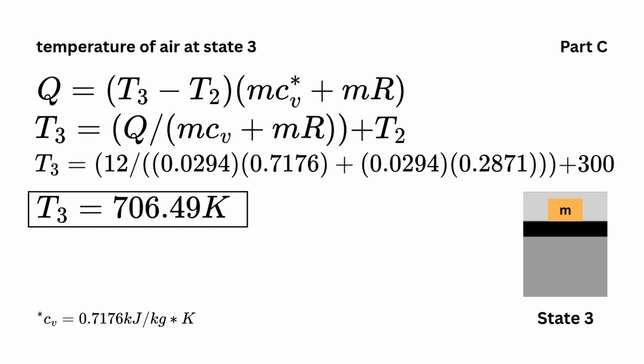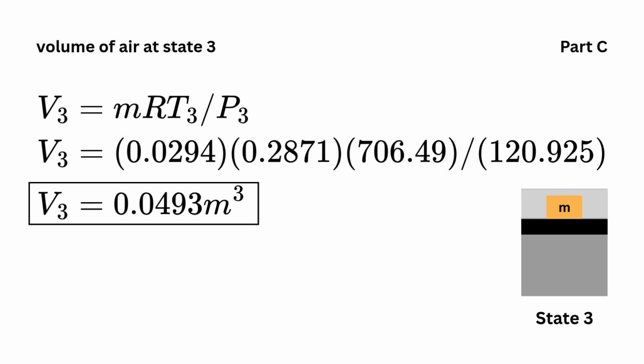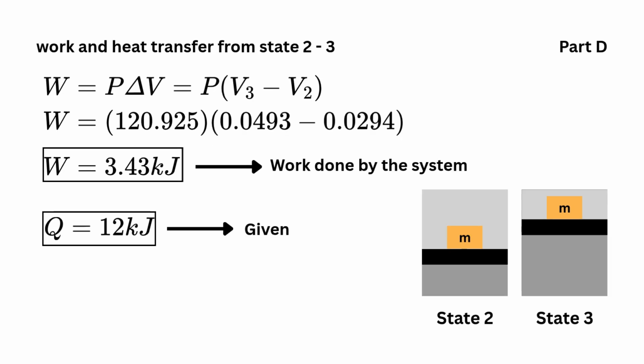Now when we plug in all the variables that we've already solved for, we see that temperature at state 3 is equal to 706.49 Kelvin. Now to get the volume, we go back to our good friend the ideal gas law. And when solving for volume, again plugging in the variables that we've already calculated, we get that the volume at state 3 is equal to 0.493 meters cubed.